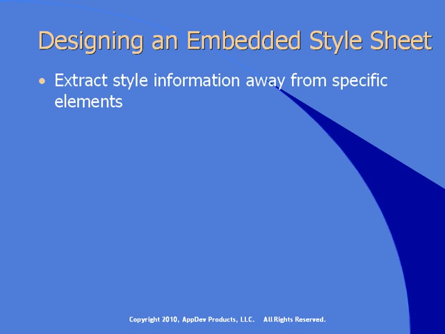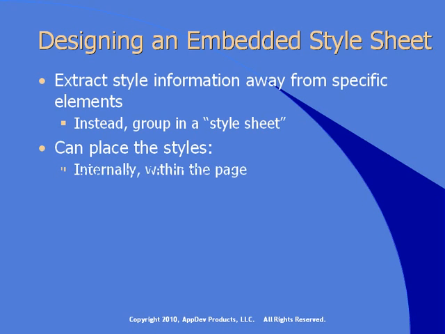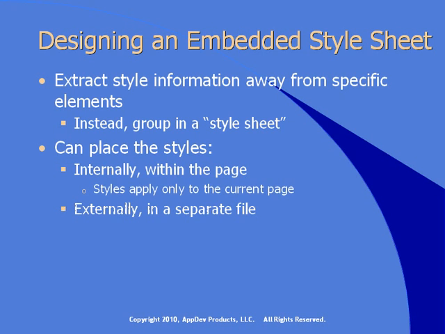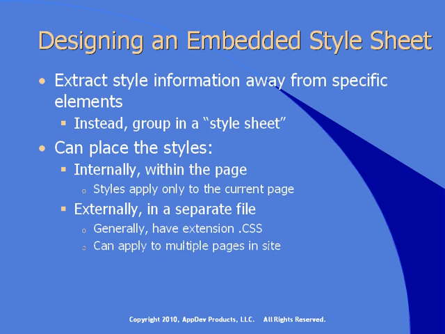You can improve your style usage by extracting the style information away from specific elements. Instead, you want to group them in a style sheet. Now you can place that style sheet internally within the page, and the styles apply only to elements on that page, or you can place them externally in a separate file, and in that case, the file will generally have an extension CSS for Cascading Style Sheet, and you can apply the styles to multiple pages in a site. Seems like a good idea.